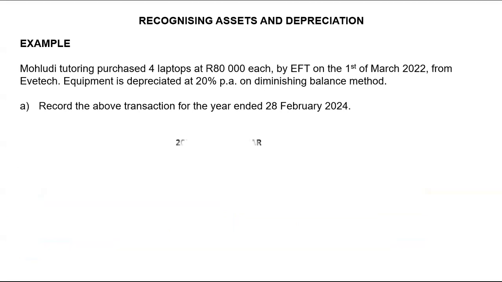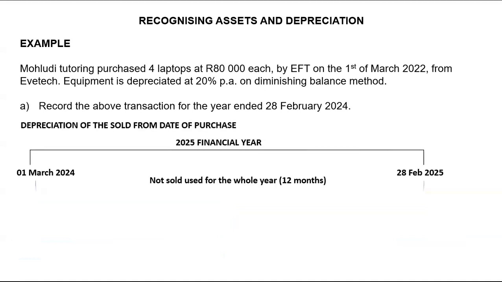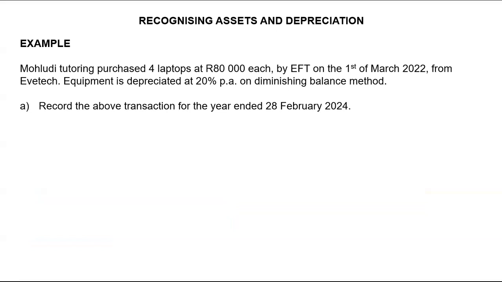Now we are in the current year. When we start the current year, cost is still 80,000. Accumulated depreciation, however, is 28,800. We need to depreciate this equipment, but we can't depreciate it with all the other equipment, the other 3 equipment. So we need to separate it. So this is the cost of the equipment sold at the beginning of the year. This is the accumulated depreciation of the equipment sold at the beginning of the year. This is the carrying value of the equipment sold at the beginning of the year. We're going to separate them, the remaining and the sold.